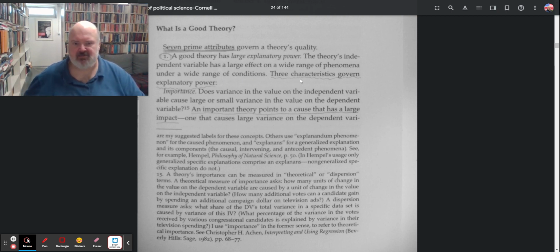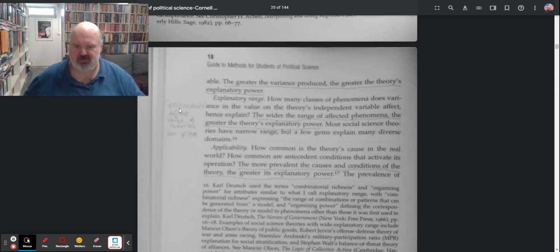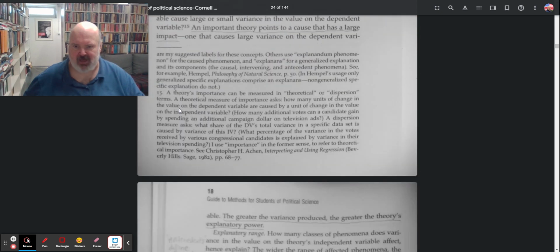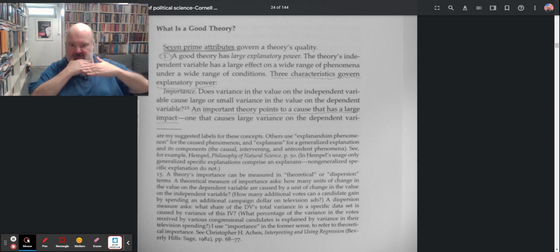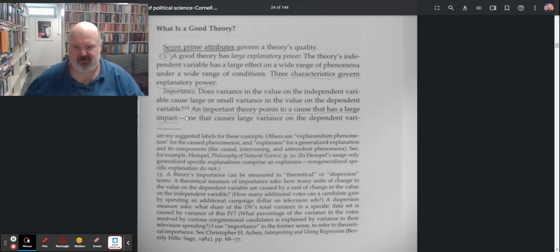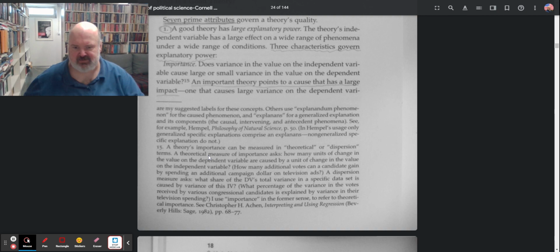He says three characteristics govern this attribute: importance, explanatory range, and applicability. Let's start with importance. This is part of large explanatory power. Does the variance of the value on the independent variable cause large or small variance on the value of a dependent variable? The theory's importance can be measured in theoretical or dispersion terms.